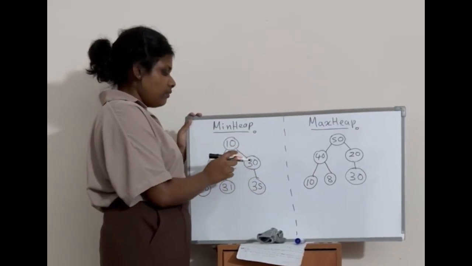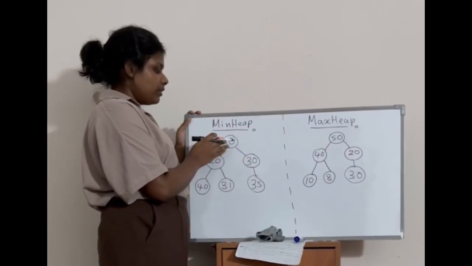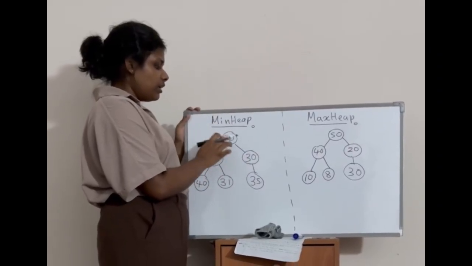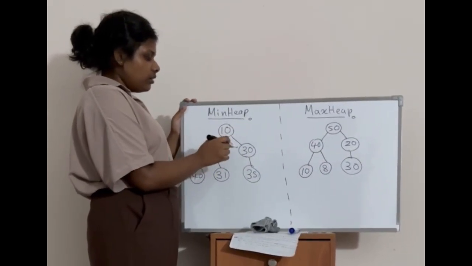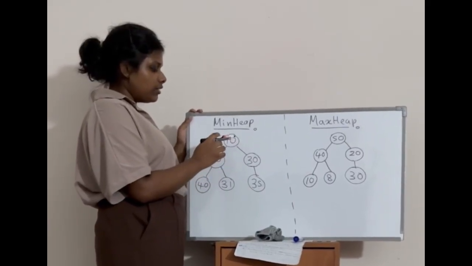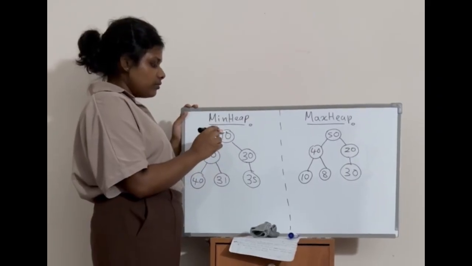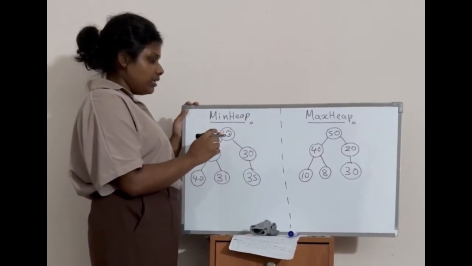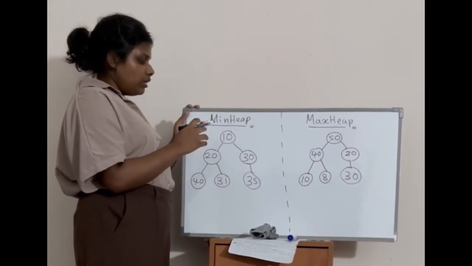And then again we have to compare 30 with 10 as 10 is the new parent of 30. And we can see that it doesn't violate the heap property in here. So the heap is now heapified.